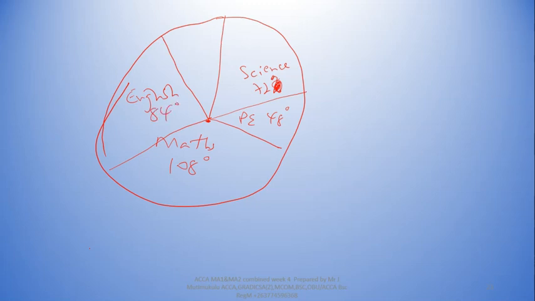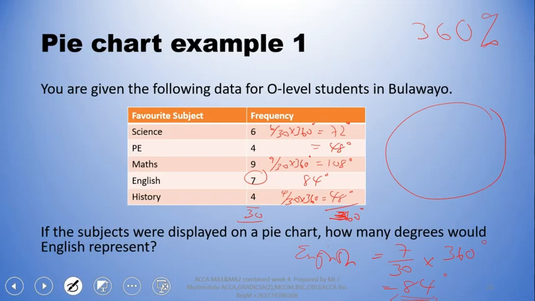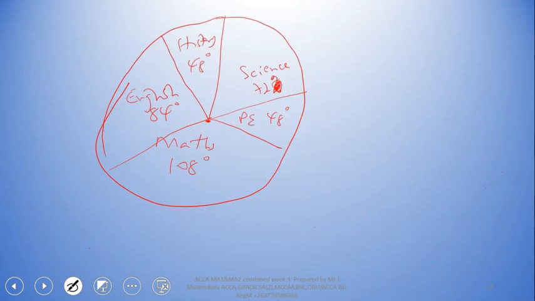And then finally, we talk of history, which is 48 degrees. For history and PE, they are not well represented by the O-level students in Bulawayo. That's what it means. And then the largest or the highly subscribed subject is mathematics, which is 108 degrees. And then followed by English.